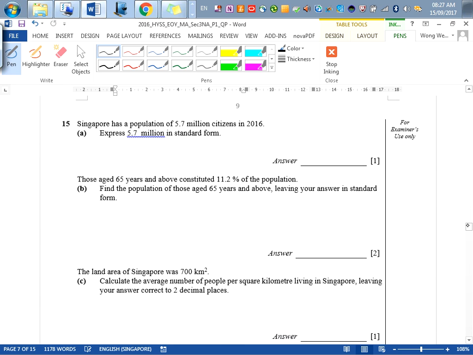Next question. Okay, 5.7 million in standard form. This type is a giveaway question. Giveaway means you are expected to score full marks. 5.7 million is equal to 5.7 times 10 to the power 6, because 1 million has 6 zeros. You can choose to do it this way: 5, 7, 1, 2, 3, 4, 5, equals 5.7 times 10 to the power 6. Either way, you still get the same answer.